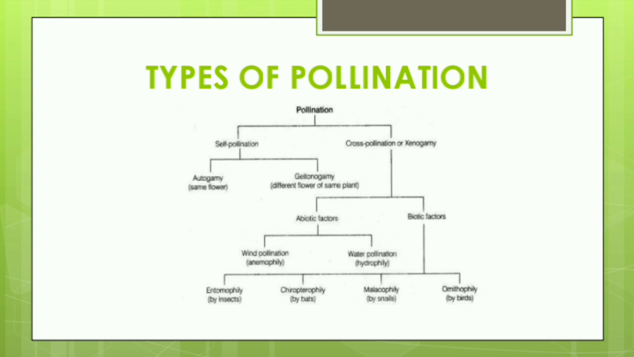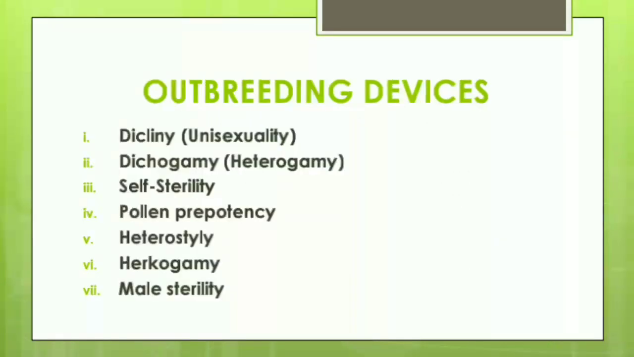Okay, then the biotic factor, it is also known as zoophily. Like in case of entomophily, it is pollination with the help of insects, chiropterophily by bats, malacophily pollination by snails, and ornithophily is pollination by birds.